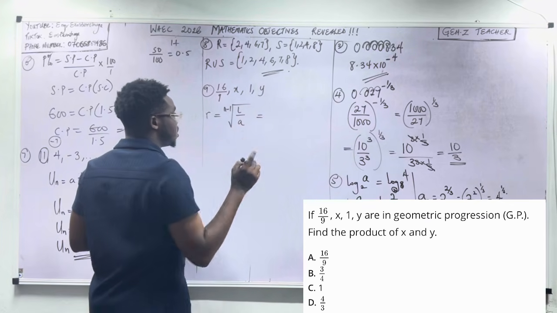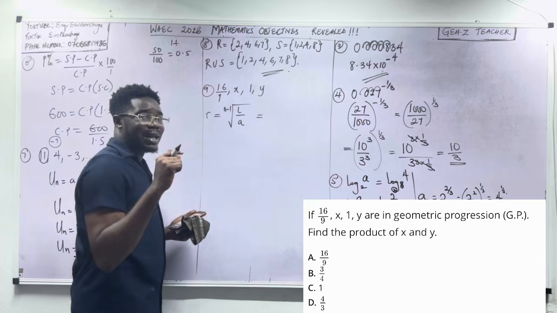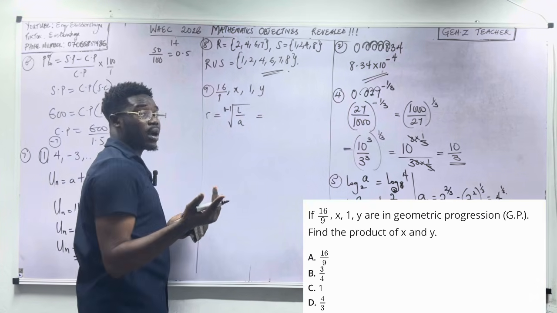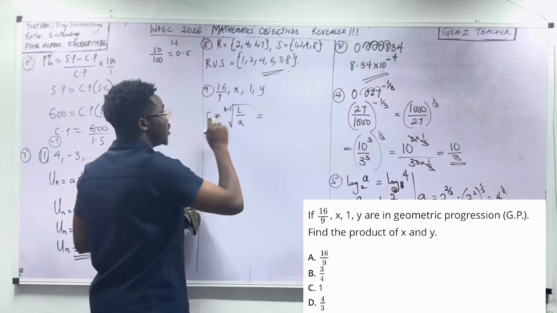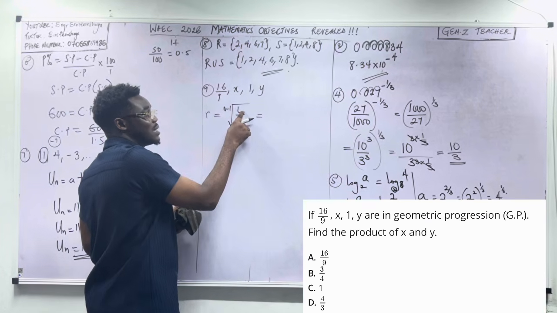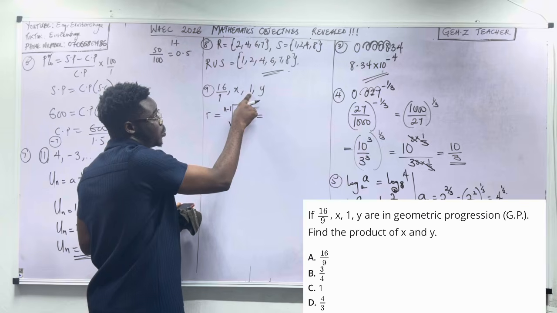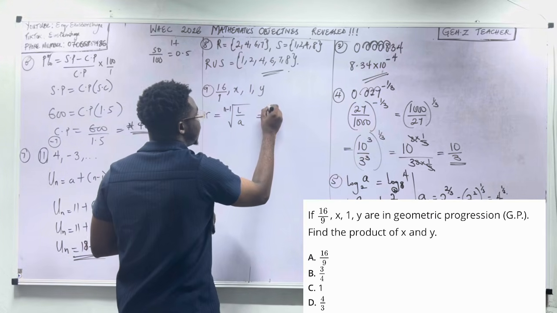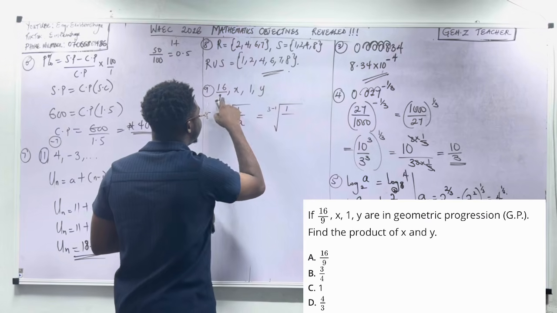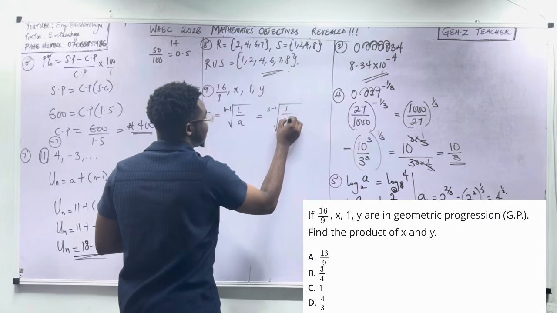Now I'm going to give you something. Your L should be the last term that you know. The last term here is y, but we don't know y, so use the one you know, which is 1. And this n is the position of the last term you are picking. So the position of 1 is 3. We're going to say the (3 minus 1)th root of 1 divided by the first term, which is 16 over 9.